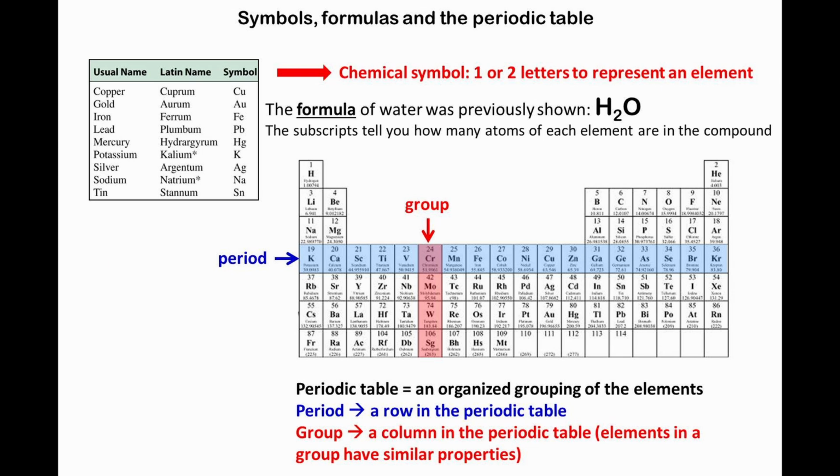All the elements are organized in the periodic table. A period is a row in the periodic table, and a group is a column in the periodic table. Elements in a group have similar properties.